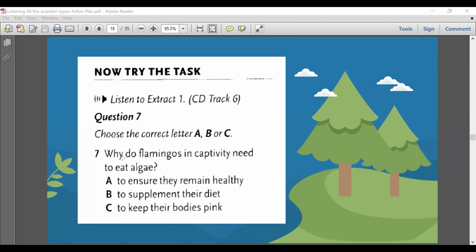Yes, 7, sir. Why do flamingos in captivity need to eat algae? Okay, what does flamingos in captivity mean? What's the meaning of captivity? They are not in the wilderness. They are kept in a zoo, in a cage. Captivity means a zoo, in a closed place. Understood? They are not in the wild. They are in a closed enclosure.